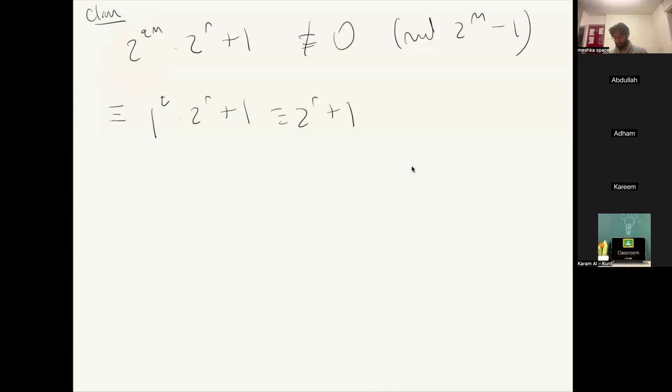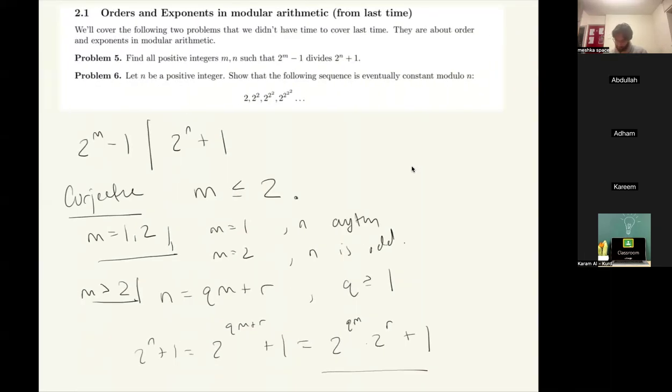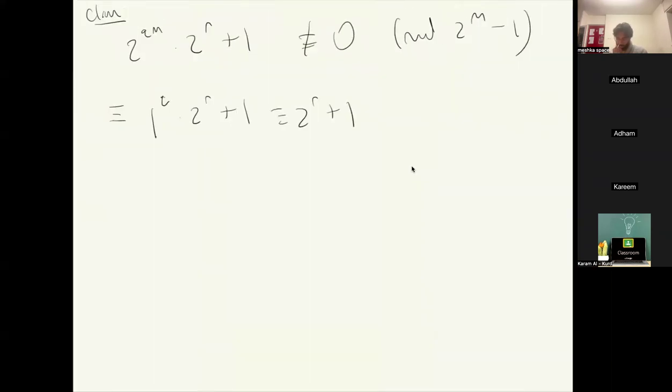Yeah, so 2^r + 1 can never be 0. Okay, so I guess it just follows, right? Because for 2^r + 1, we should have r between 1 and m. And this can never be 0, because 2^r + 1 is between 2^(m-1) + 1 and 2^0 + 1, and neither of these will be 0 mod 2^(m-1), right?